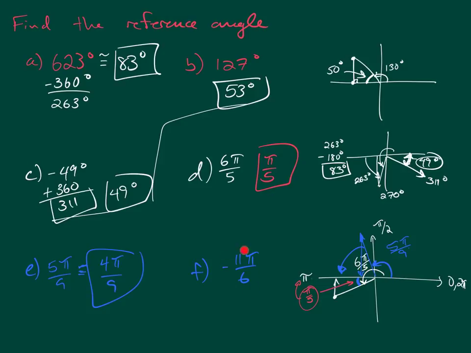And lastly, 11 pi over 6 means we go 11 pi over 6 in the wrong direction, and that puts you in the first quadrant. This is negative 11 pi over 6, but that value is negative. I would like to add 2 pi to this to make sure that I am within the first revolution. And when you add 2 pi, you end up with pi over 6. That is in the first quadrant. That is the reference angle for negative 11 pi over 6.